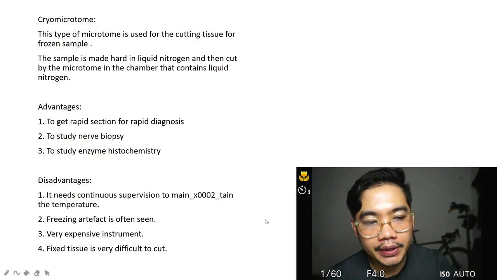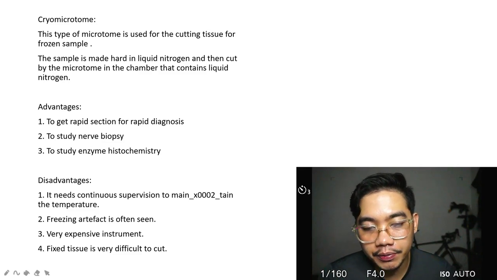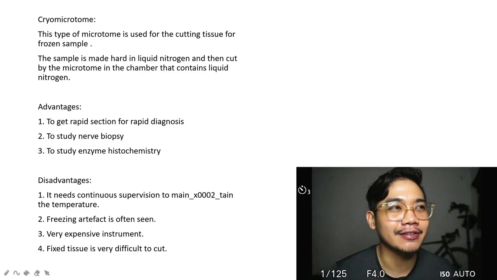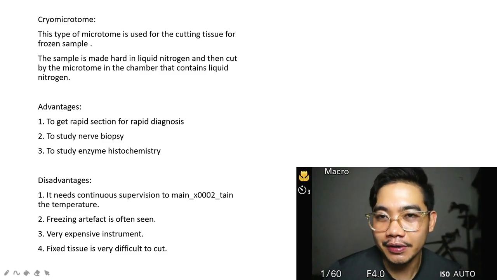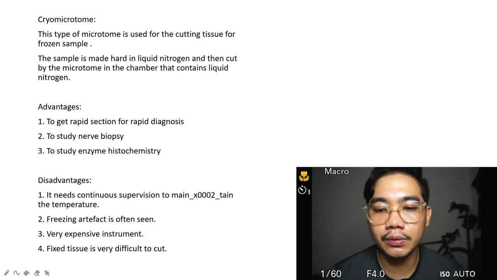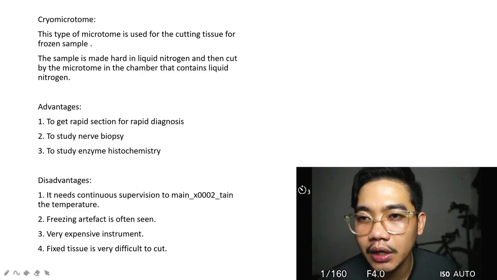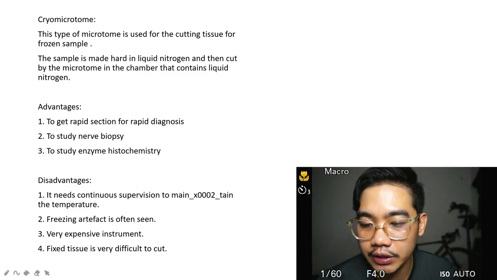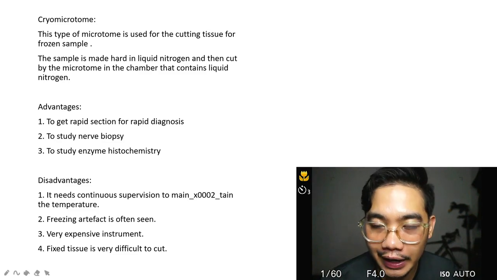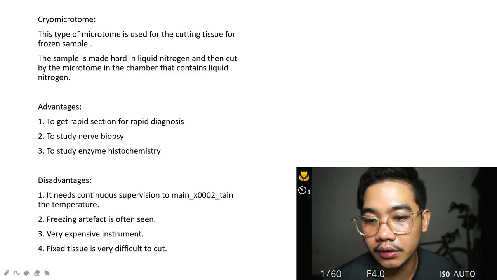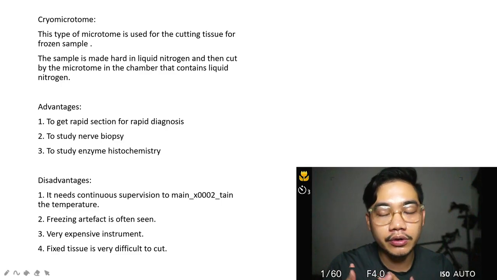So the advantages: rapid, used to study nerve biopsies, to study enzyme histochemistry, and it needs continuous supervision. Actually, our frozen section machine, our cryostat, is on 24 hours. Because if you turn it off, when you need it, you need to let it cool. It's really long before it reaches the sub-zero temperature that is needed for frozen section. So that's why it needs to be turned on always.